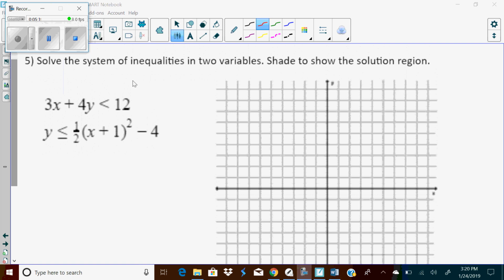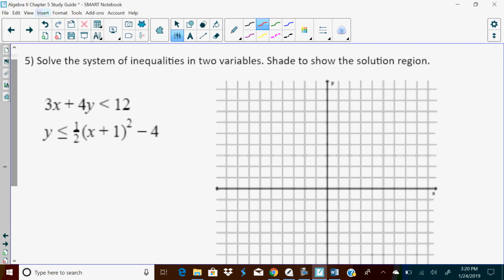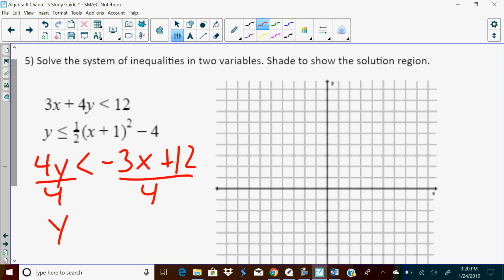Okay. So problem number 5, you're solving the system of inequalities. So the first one, first I put it into y equals mx plus b form. So I rewrote it as 4y is less than negative 3x plus 12, and then divided everything by 4. So I had y is less than negative 3x over 4 plus 3. So then I graphed that.